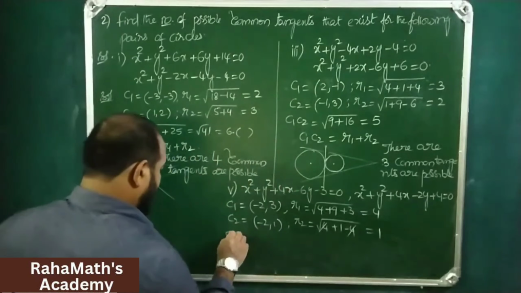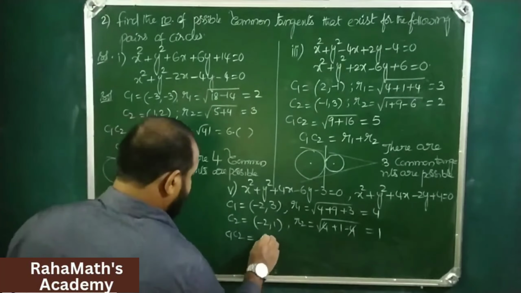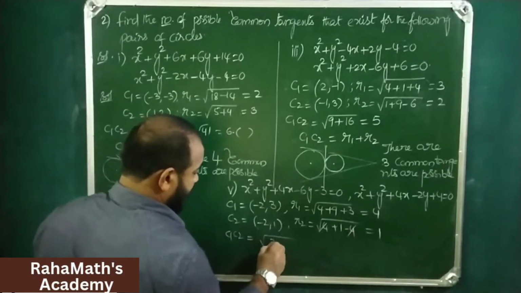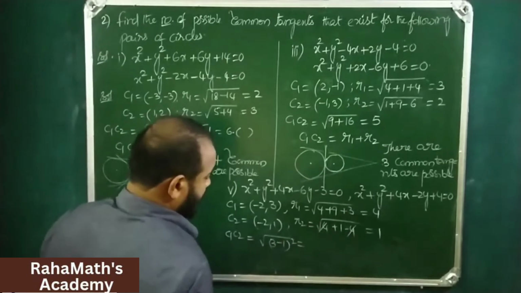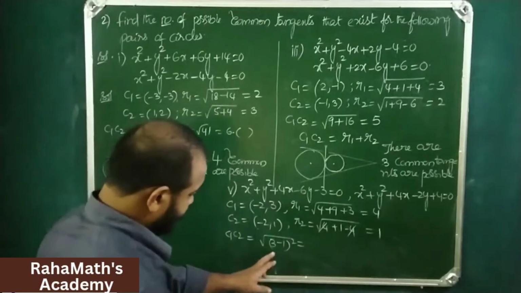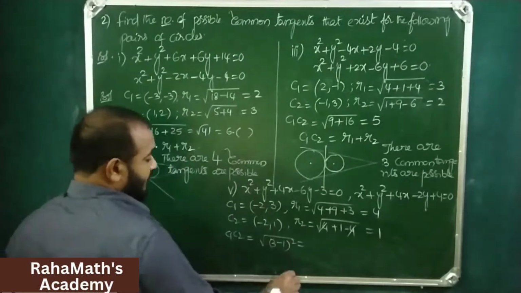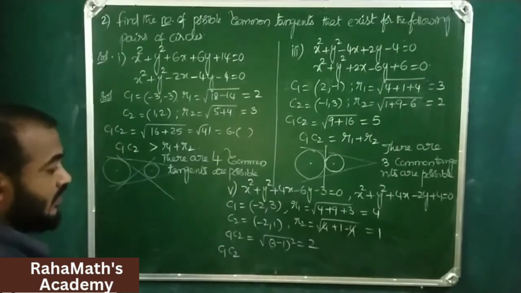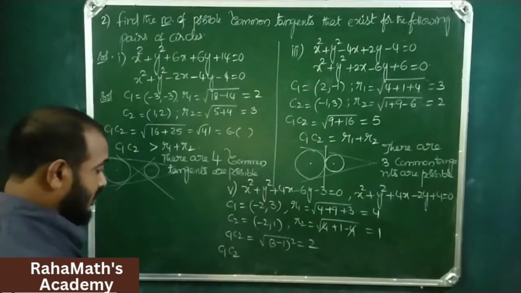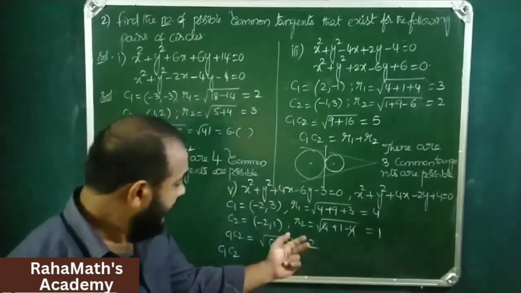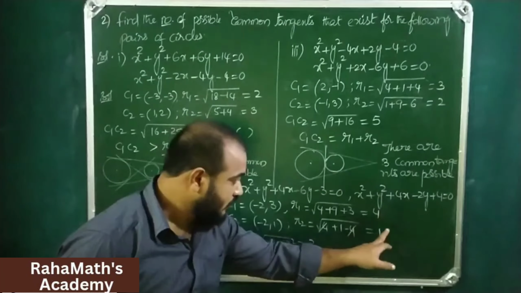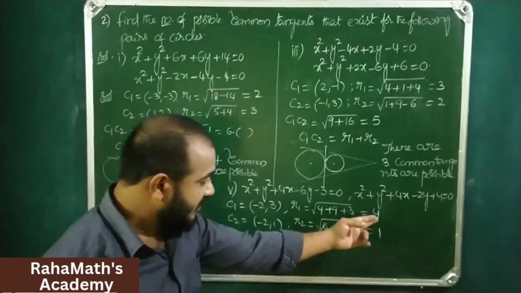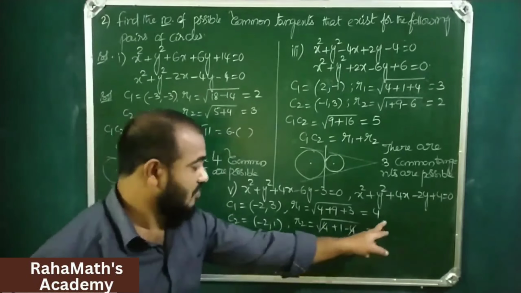So what is C1C2 now? C1C2 is the square root of (-2 + 2) whole square, which is 0, plus (3 - 1) whole square. So (3 - 1) whole square is root 4, which is 2. Here, let us see, is C1C2 equal to R1 + R2? 2 is equal to 5? No. And is C1C2 greater than R1 + R2? Is 2 greater than 5? No.